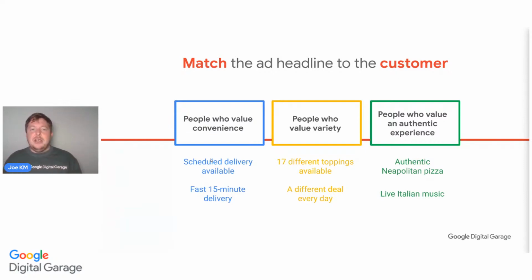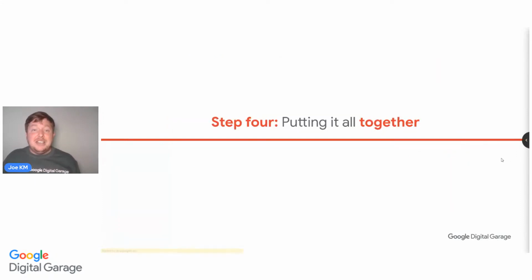If people are typing in a variety of pizza toppings near me, again, 17 different toppings available, a different deal every day. People who value authentic experiences: authentic Neapolitan pizza, live Italian music if you come to our restaurant. Can you start to see, by getting in the mindset of these people, how you then do this? By thinking about what it is that they would want. And if you don't know, ask your audience. You've got Twitter, you've got Facebook, you've got Google Forms, you've got SurveyMonkey. Put a thing out to your audience and literally ask.